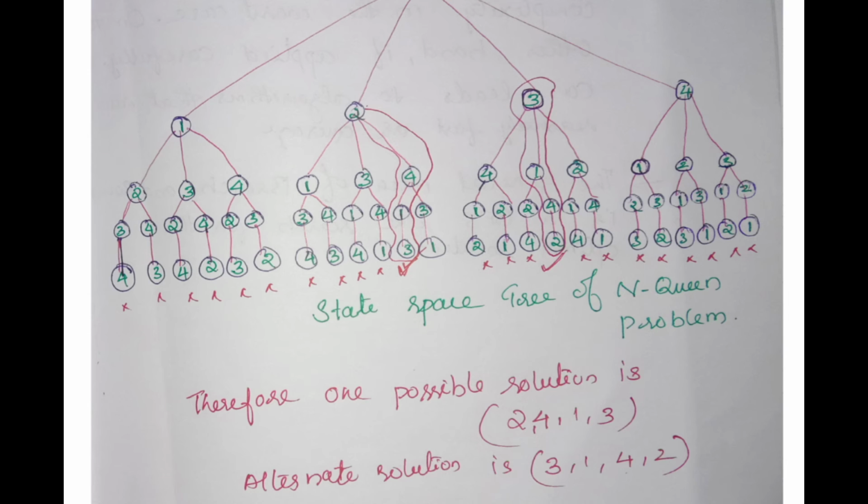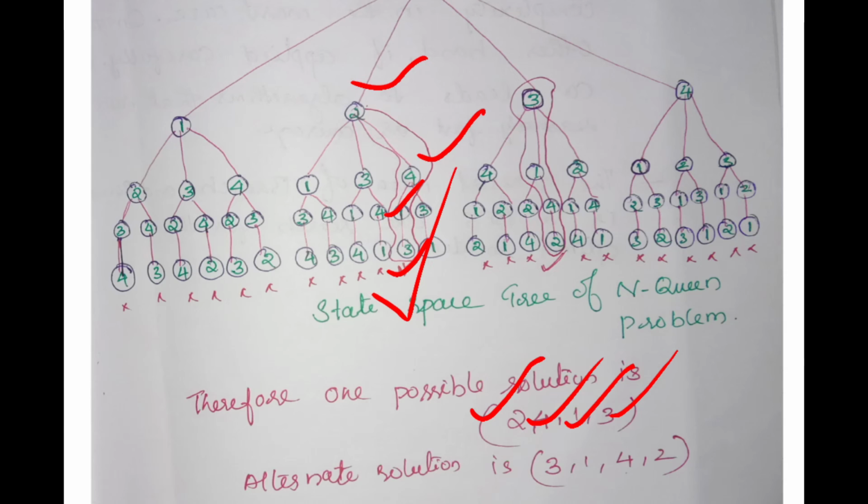After completing this diagram, what are the possible solutions? We already found the position, that means 2, 4, 1, 3. That is a possible solution to place the queens in particular positions. So where is 2, 4, 1, 3? That is the correct solution.